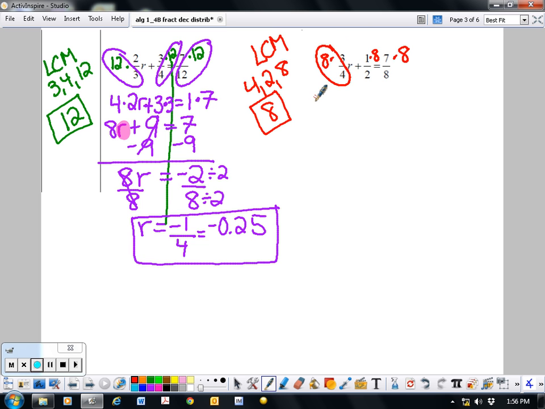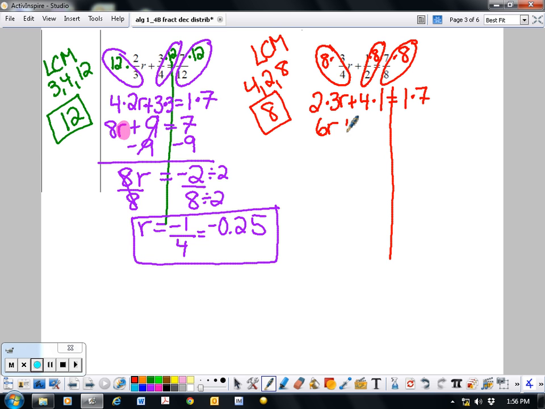8 divided by 4 gives me 2. And then I times by what's left, so I have a 3r on top. Plus, now I'm going to divide these two. 8 divided by 2 gives me 4. I times it by what's left on top. 8 divided by 8 is 1. I times it by what's left on top. So from here, I'm going to go ahead and multiply. 2 times 3 is 6r. 4 times 1 is 4. 1 times 7 is 7.